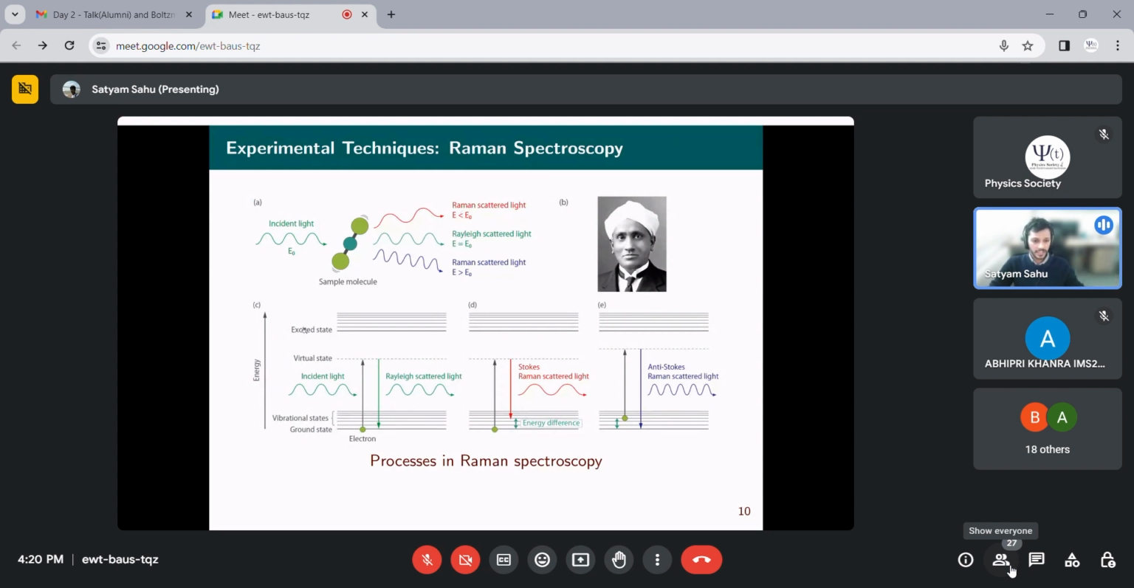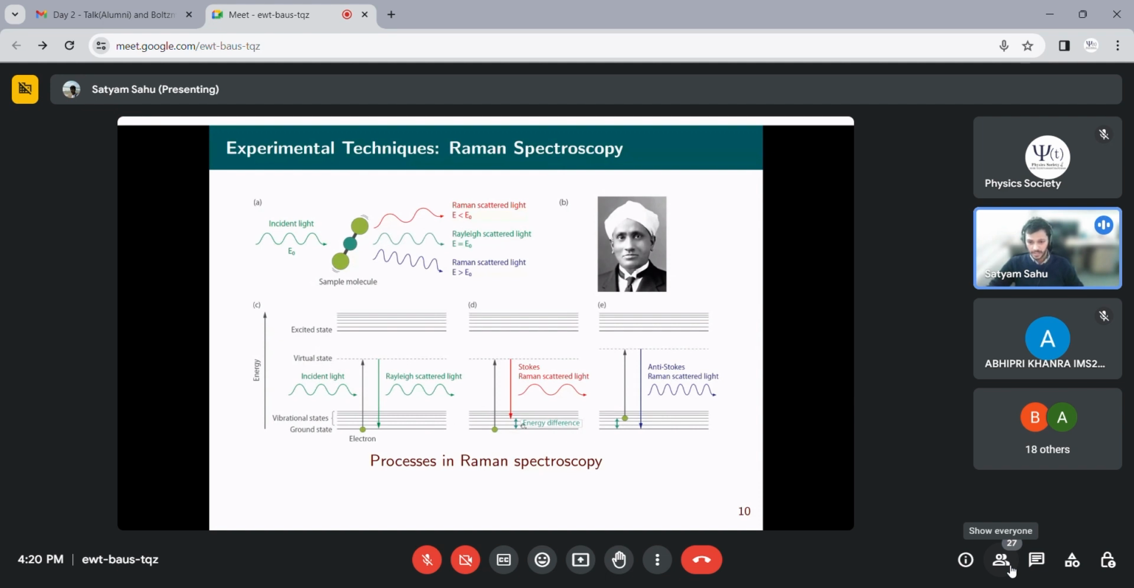So if we see panel C, the first one is when the energy is conserved. You have the electrons going to some virtual state when you shine the light. Then it can come back to the same level from where it was excited. So there is no loss of energy. So it's called Rayleigh scattered light.